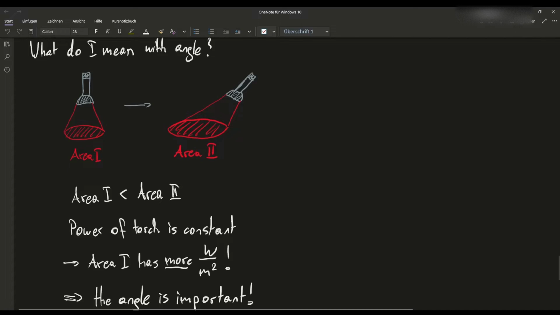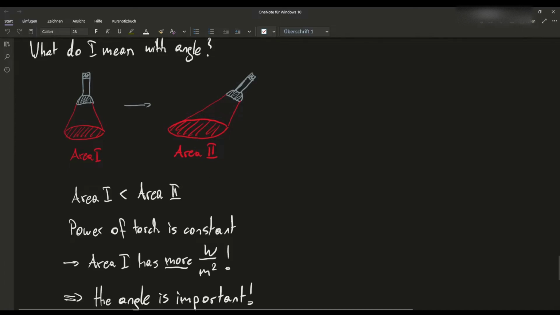And you do the same thing, and now you hold the torch at an angle, and of course, as you know, the area now gets bigger. So area 1 is smaller than area 2. However, the power of the torch is a constant. So, thus, area 1 has more watts per square meter than area 2.